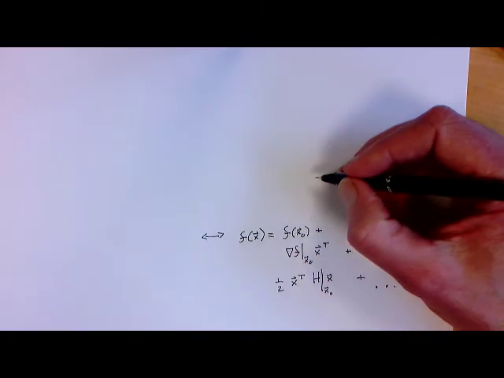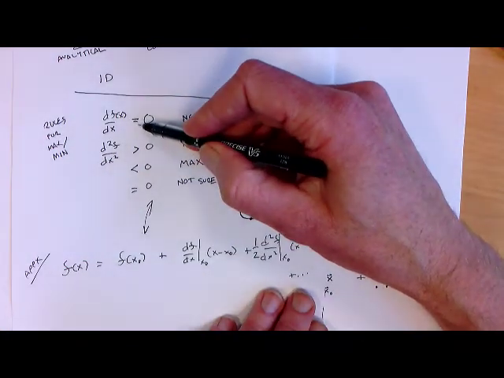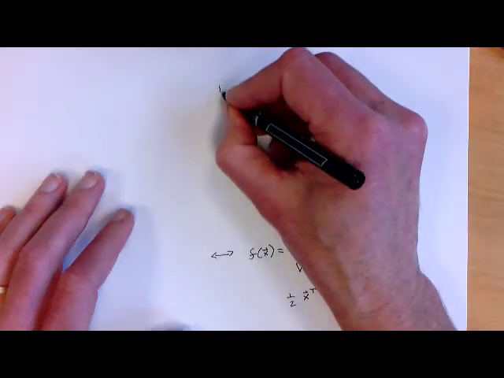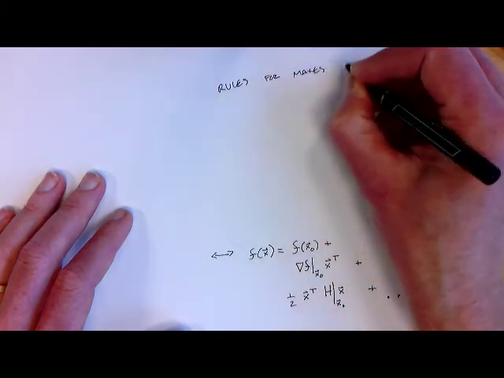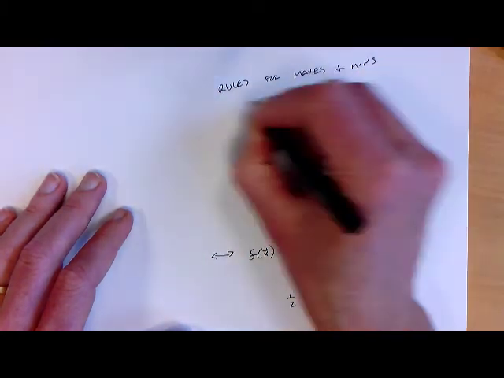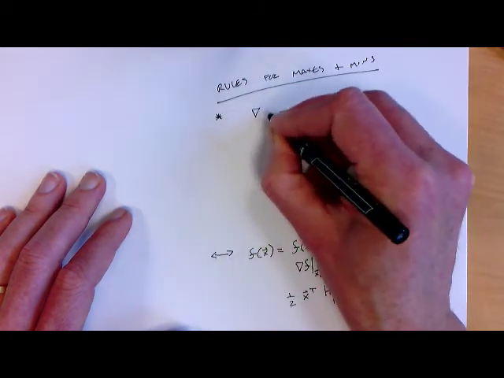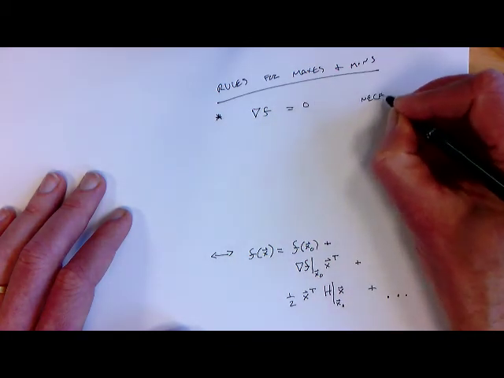And this then leads us from the world of approximation back up to the question: what are the rules for maxes and mins in the multi-dimensional case? First of all, the gradient of the function has to be 0. This is necessary but not sufficient.